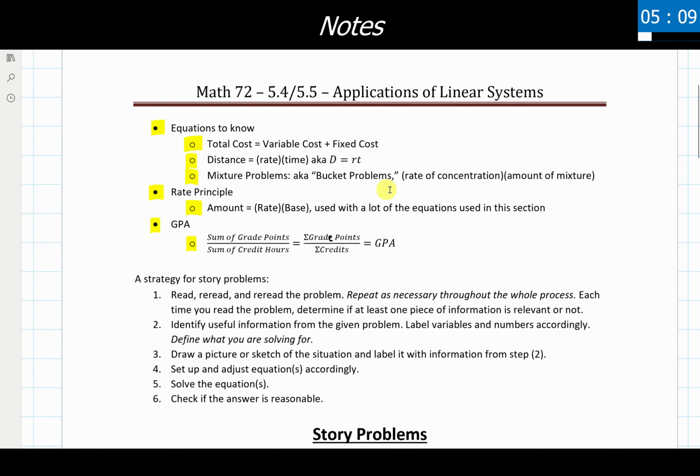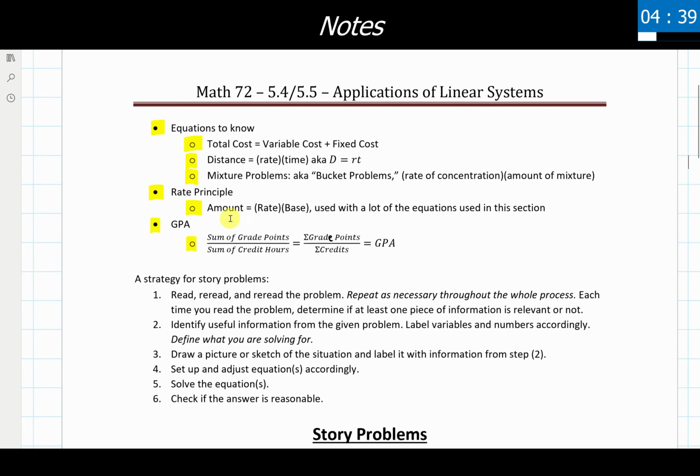Mixture problems follow a process of having a rate of concentration of something, generally a percent of something, or a value of something, times an amount of a mixture or an amount of something else. This could be the value of some number of tickets sold. It could be the percent of water in a mixture of different drinks put together, something along these lines.